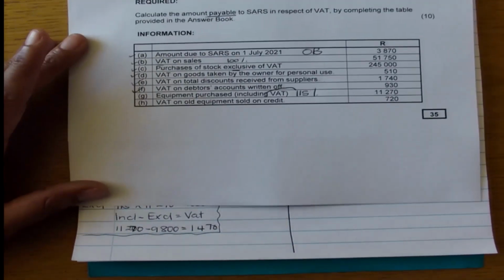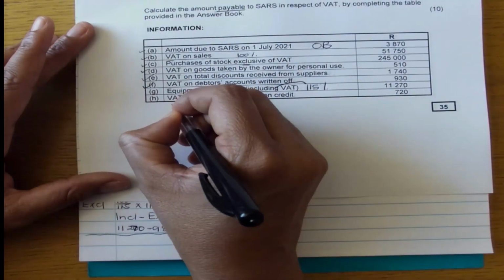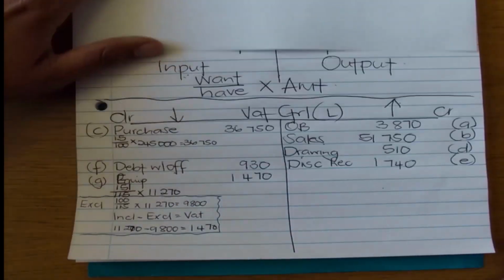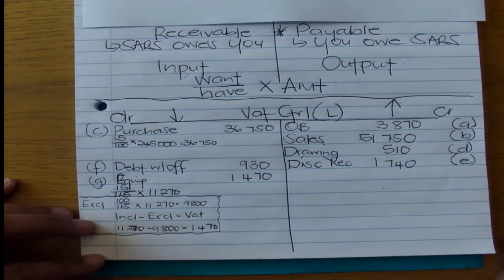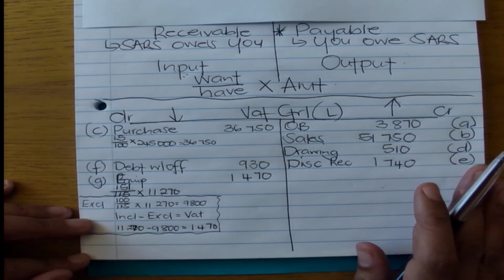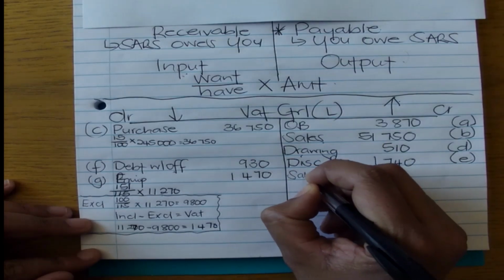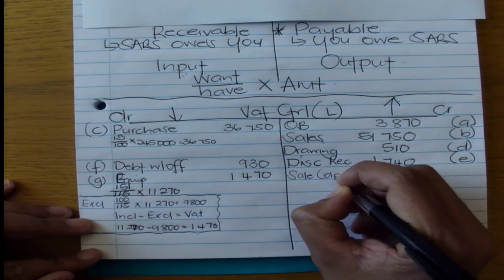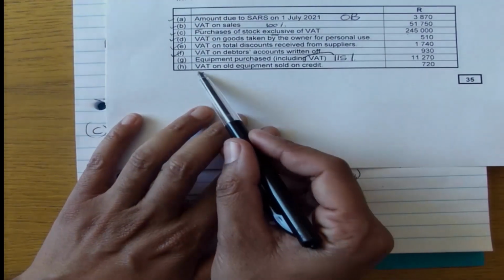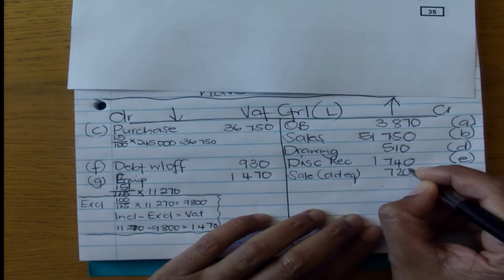And then we have H, and H says VAT, meaning 15% on old equipment sold on credit. Remember, when we sell, we always sell on this side, because everything you sell, 15% of that needs to go to SARS. So we say a sale, old equipment, and they gave us the VAT amount because they said it's VAT. So this represents 15% is 720.